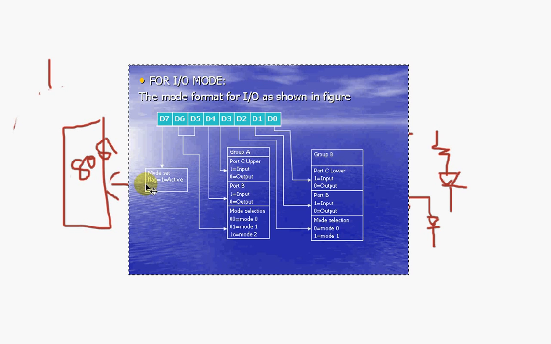For the control word, this is the format, correct? This is D0 for port C lower. Port C is split into two, port C lower and port C upper, where port C lower is nothing but the lower 4 bits, right? So D0 is for configuring whether port C lower 4 bits are input or output. If you make this bit 1, the entire port C lower becomes an input port. If you make this bit 0, the entire port C lower becomes an output port.